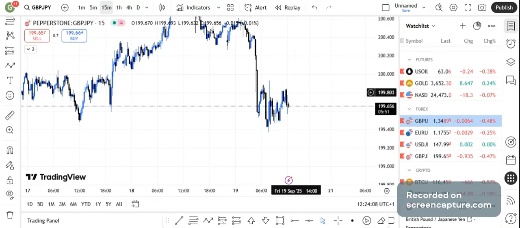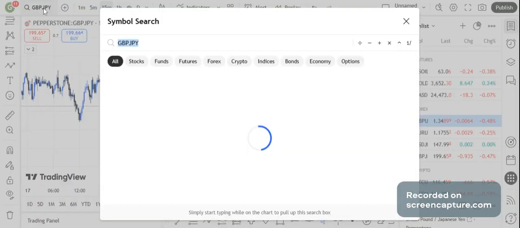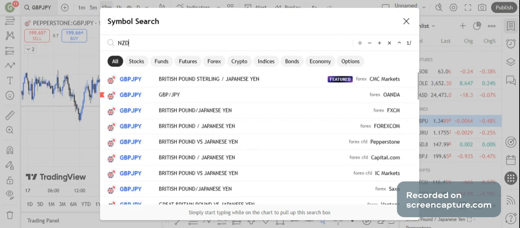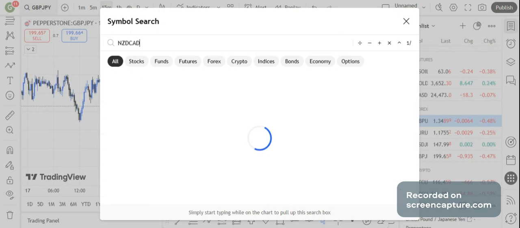Still loading. The network is gone. So let us look at another currency pair. Let us look at NZD. Okay, NZD CAD. Let's look at NZD CAD, if we can find anything on NZD CAD. All right, the network is very slow. Okay, this is NZD CAD.